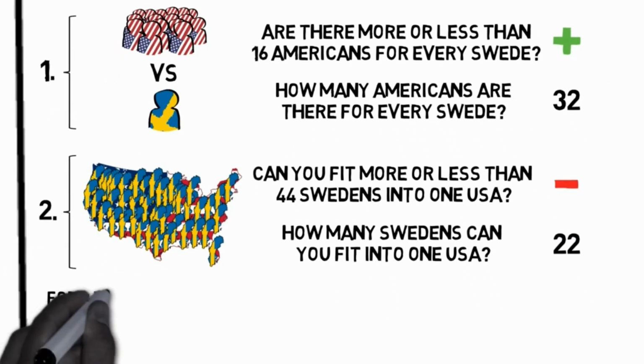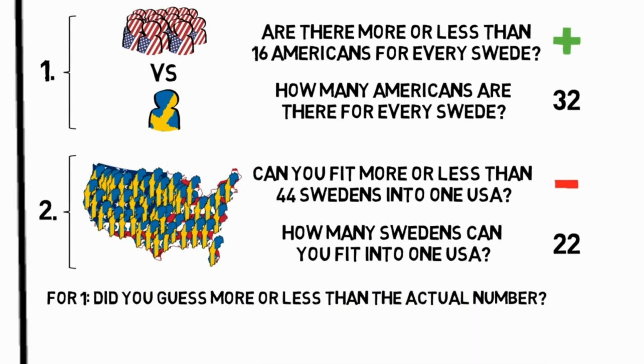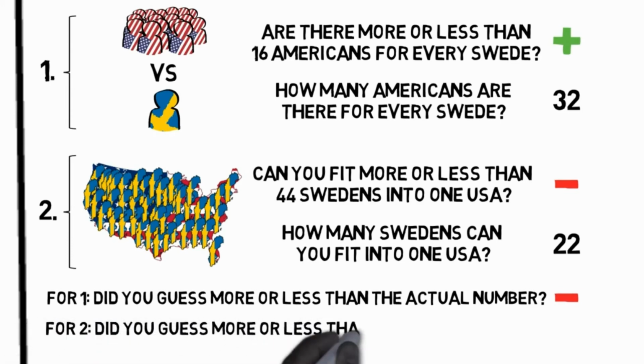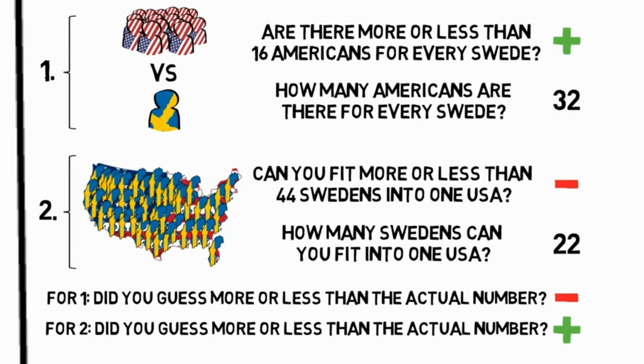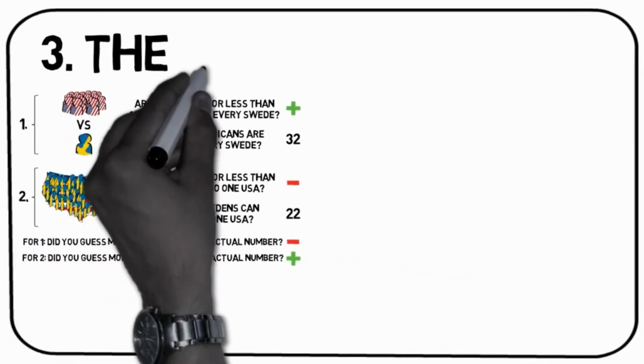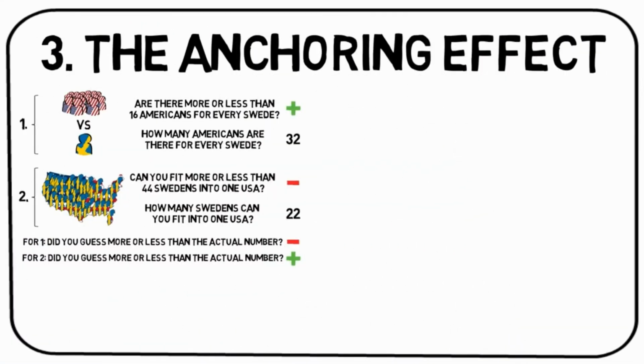Was your answer higher or lower than the actual number for the first set of questions? My guess is that it was lower. And what about the second set of questions? Higher or lower? If you're like most people, it should be higher. The secret to this trick is called the anchoring effect, and this is our third takeaway.